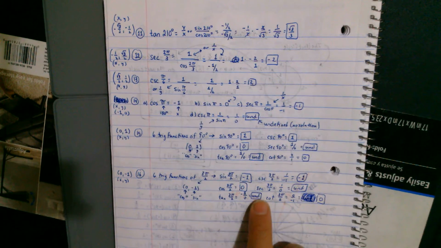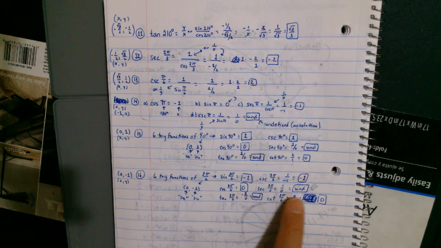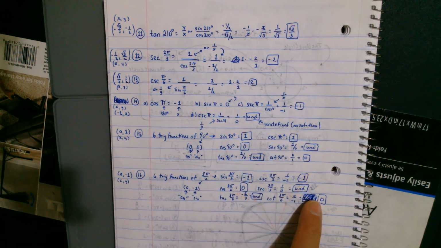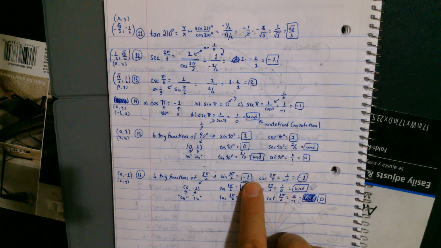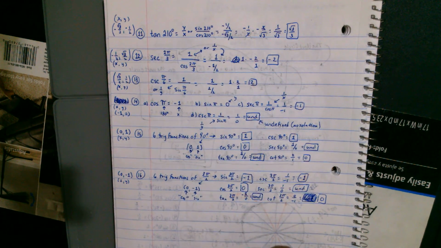So in other words, it's kind of weird to say this, but the reciprocal of undefined is 0. The reciprocal of 0 is undefined. That's not true, but that's how you can kind of think of it. The reciprocal of 0 is undefined. The reciprocal of undefined is 0, so to speak. The reciprocal of 1 or negative 1 is itself. So negative 1's reciprocal is negative 1.